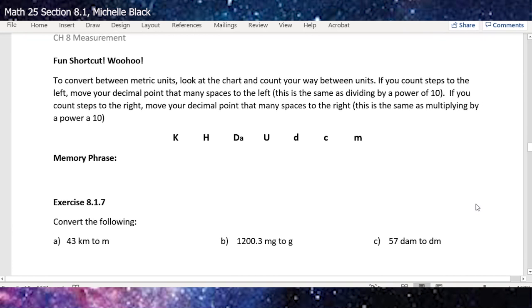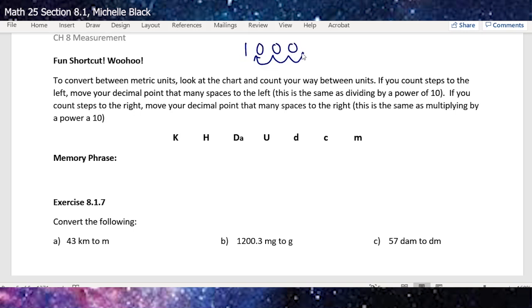So there's kind of a shortcut that you can do to convert between these units. All you need to do is to look at this chart that we had at the beginning. If you count steps to the left, you'll move your decimal point to the left. And if you're counting steps to the right, you're moving your decimal point to the right. When you move your decimal point to the left, let's say we had the number 1,000. If I take this decimal point and I move it to the left, the number gets smaller. It becomes 1. This is the same as dividing by a power of 10. So, right, if I'm dividing by this positive power of 10, I'm going to end up with a smaller number.